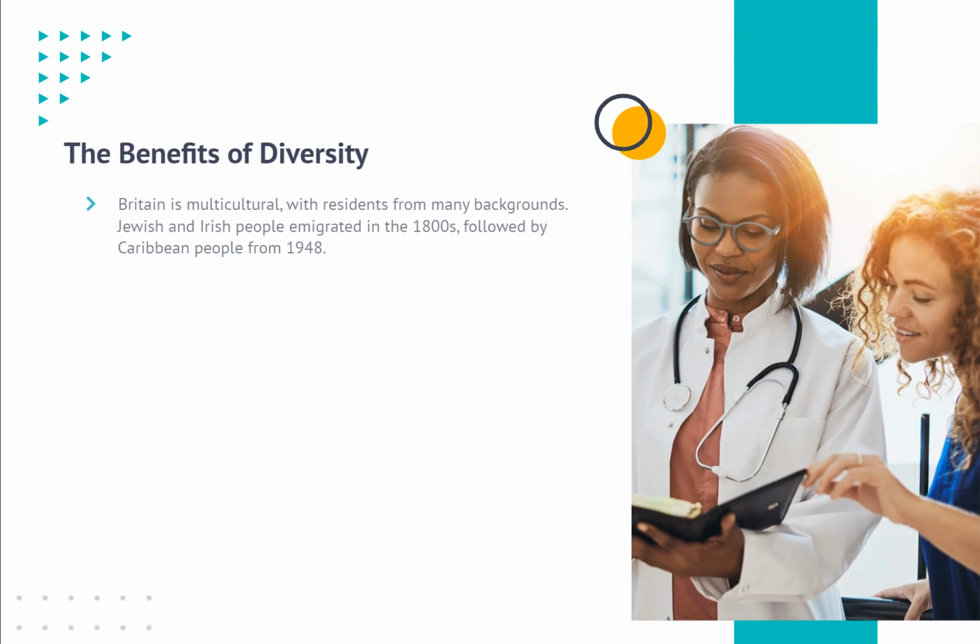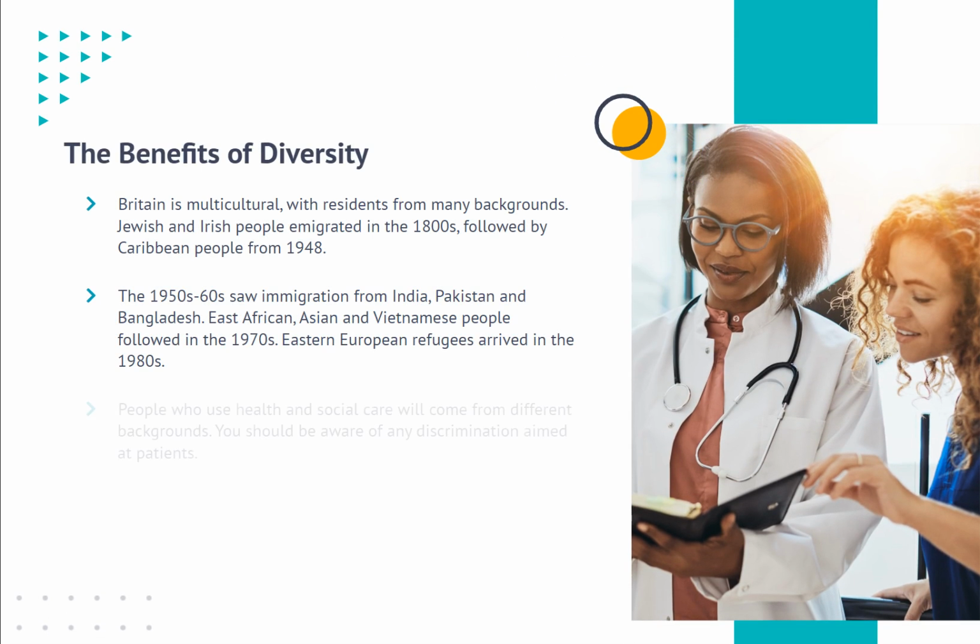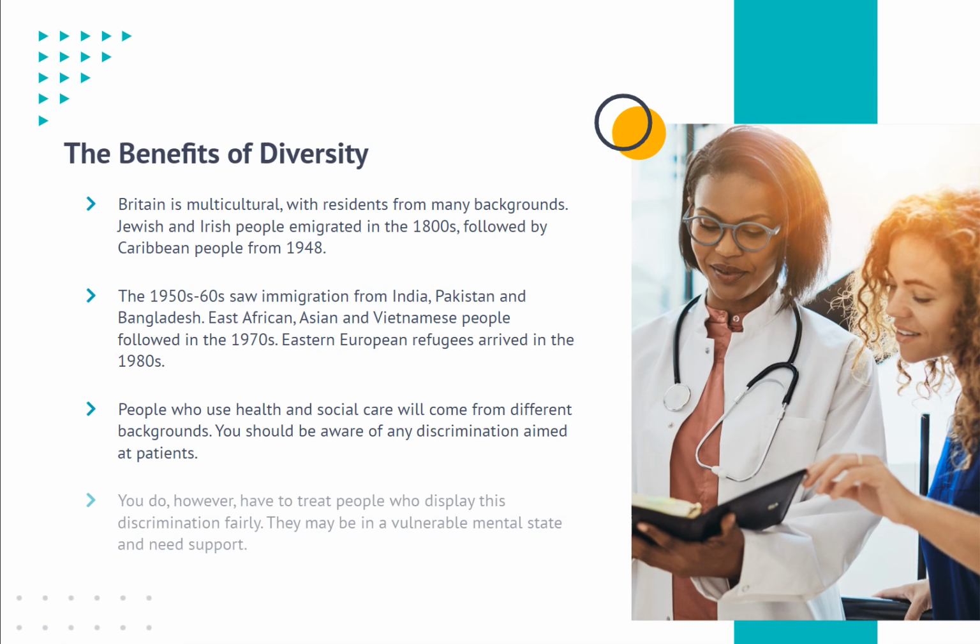The benefits of diversity. Britain is multicultural, with residents from many backgrounds. Jewish and Irish people emigrated in the 1800s, followed by Caribbean people from 1948. The 1950s to 60s saw immigration from India, Pakistan and Bangladesh. East African, Asian and Vietnamese people followed in the 1970s. Eastern European refugees arrived in the 1980s.